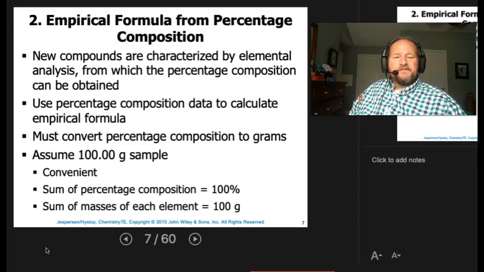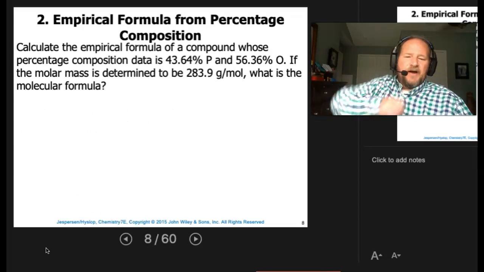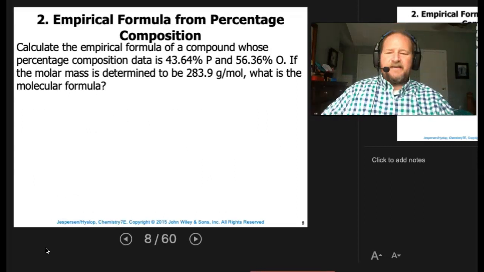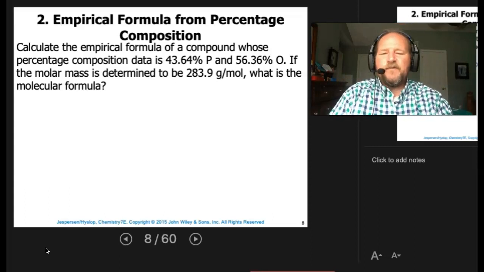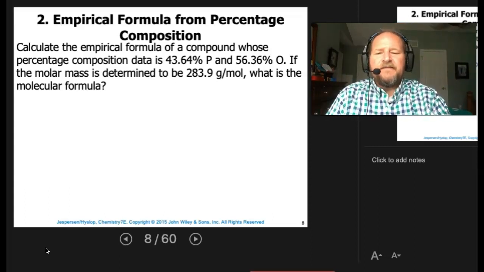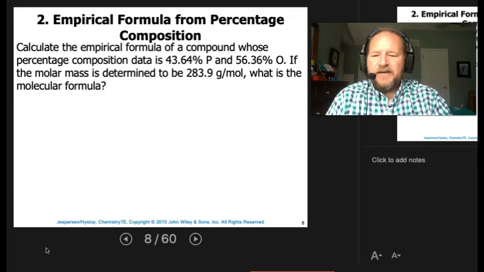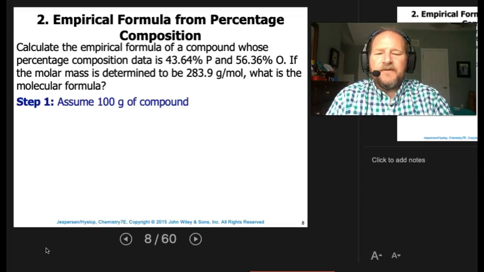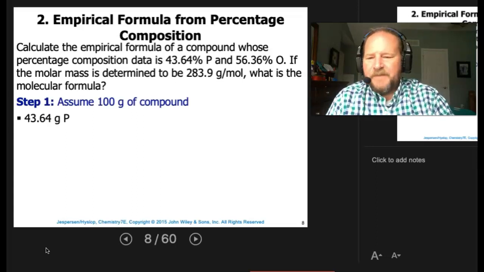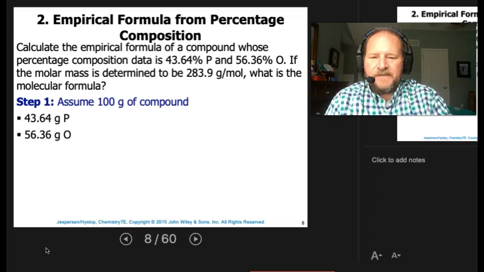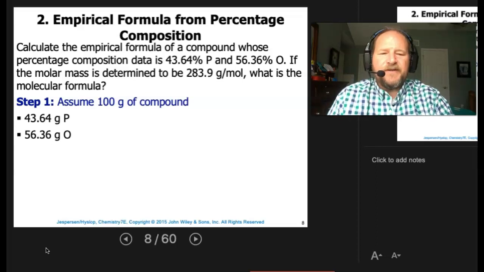equal 100 grams. So I'm going to send a sample out, and they're going to send back the data. And they're going to tell us we have 43.64% phosphorus, 56.36% oxygen. If the molar mass was determined to be 283.9, what is the molecular formula? So first we're going to assume we have 100 grams of sample. That means we have 43.64 grams of phosphorus and 56.36 grams of oxygen.